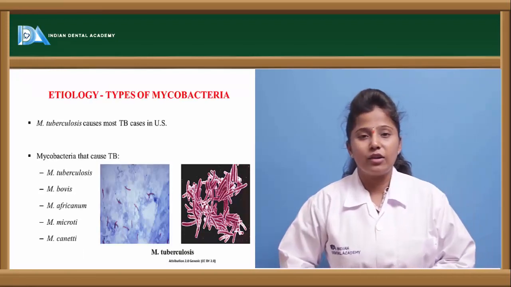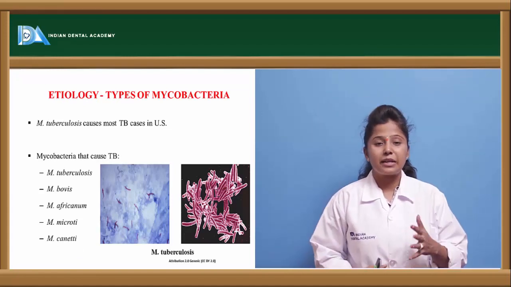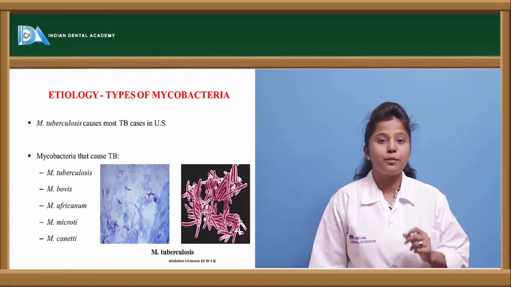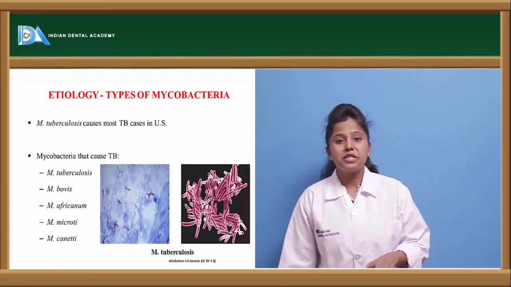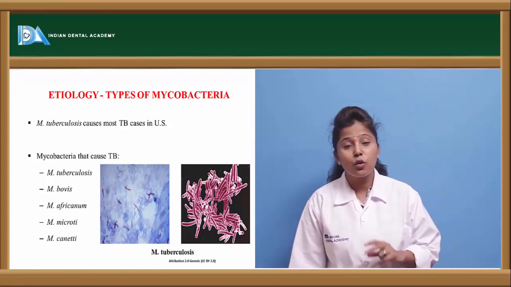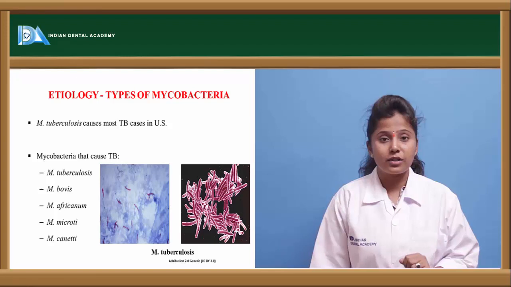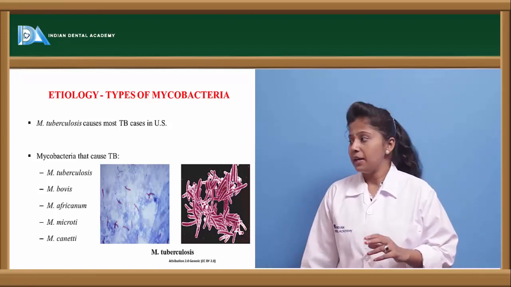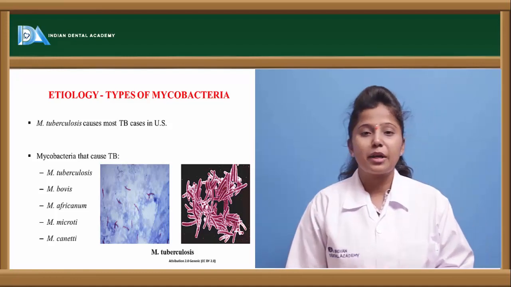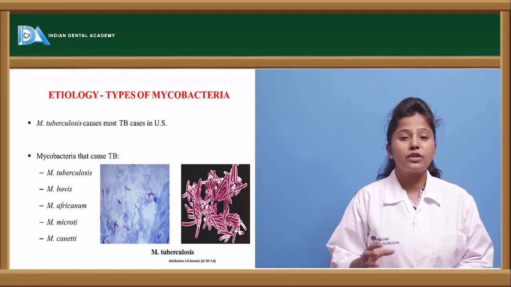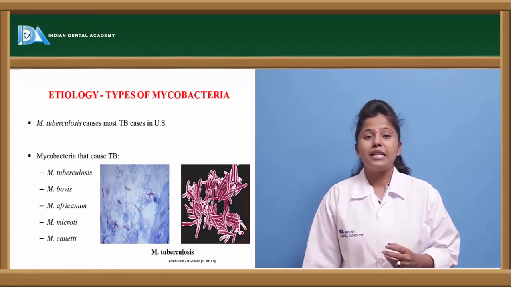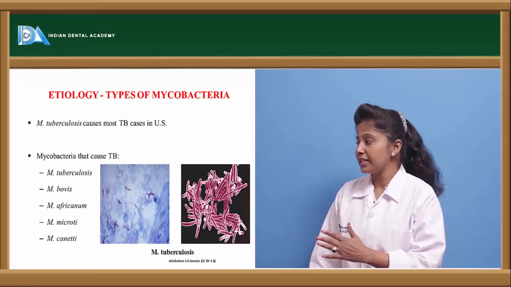Let us see the etiology, that is, what the bacteria is, and the pathogenesis of the bacteria, how the bacteria is causing tuberculosis. The main species causing tuberculosis is Mycobacterium tuberculosis, and there are other species also: Mycobacterium africanum, Mycobacterium bovis, Mycobacterium microti, as well as Mycobacterium canettii. These are also a few of the species of Mycobacterium which cause tuberculosis, and these bacteria are rod shaped in structure.